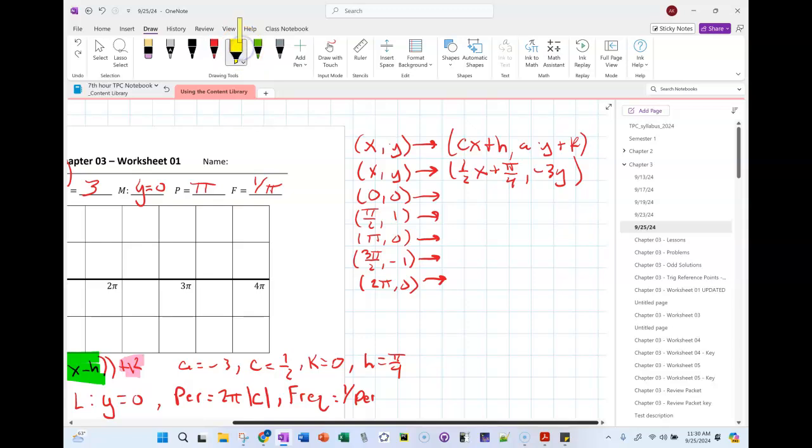All right, so what I'm going to do is take my x and plug it in for x and see what my new x is. 1/2 times 0 plus pi over 4 is just pi over 4.